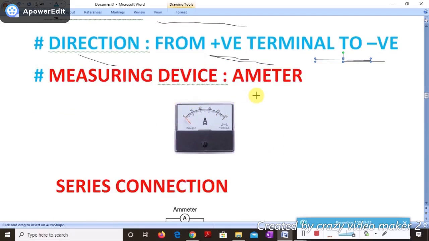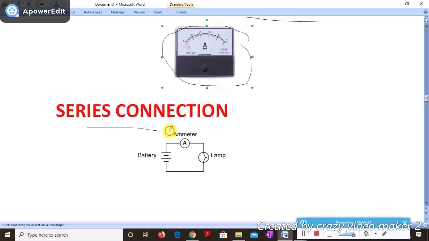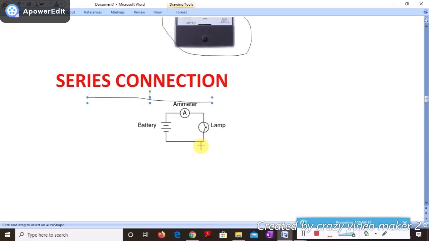The device by which we measure current is the ammeter. This is the picture of it. We will discuss its working in a later section, not here, because the video will be lengthy. Finally, we connect it in series. Series means we connect it in the circuit so that there is only one way for the current to flow, and all the current has to pass through the ammeter, because that is its purpose. I hope you understood this.